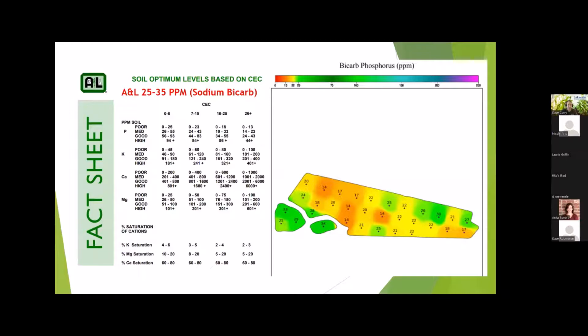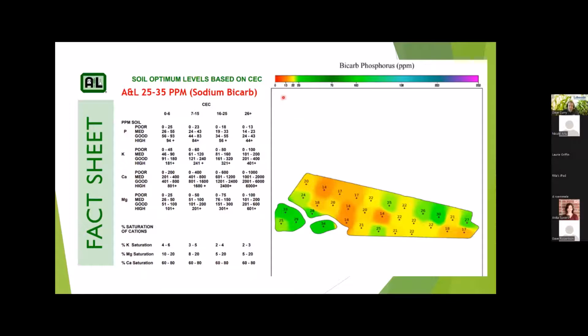So A&L Labs, this is an example of their phosphorus recommendations. They generally are a little bit on the higher end for phosphorus recs. So, in general, 25 to 35 might get them in the sweet spot. So for me, I like to maybe be at the high end of OMAFRA and the lower end on A&L as my general recommendation. And it will vary based on soil type and CEC.